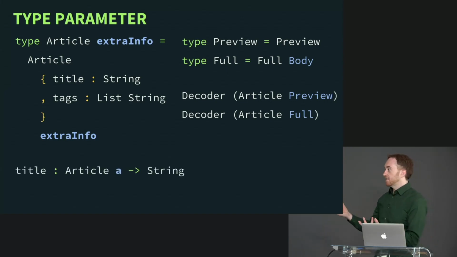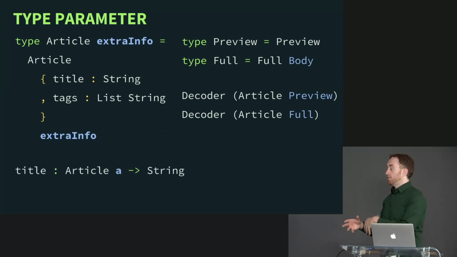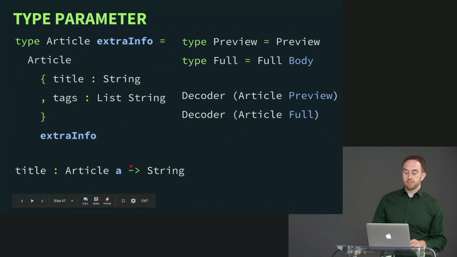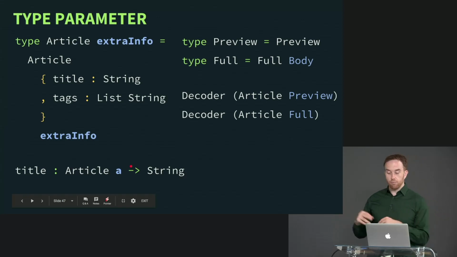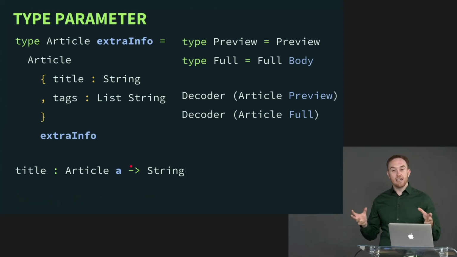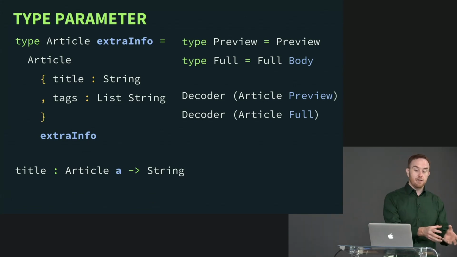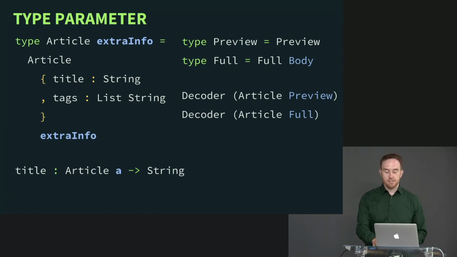We can still write functions that let people access these things. So I can say title, which takes an article A and returns a string, which is to say any article, whether it's a preview article or a full article, I always have access to the title. So this is a function that can be used in either context. It can be used on the feed, or it can be used on the view article page itself.